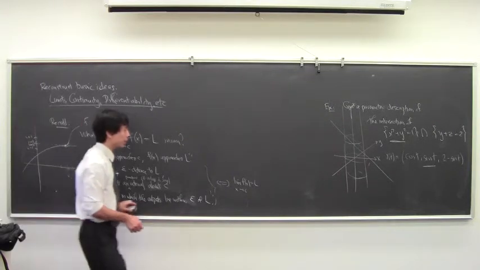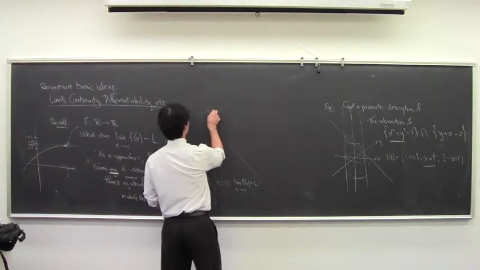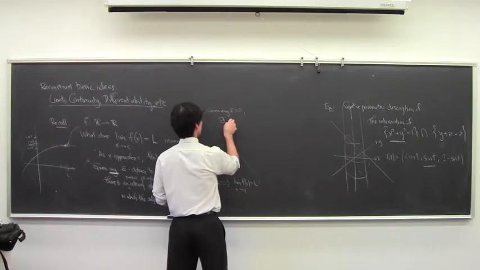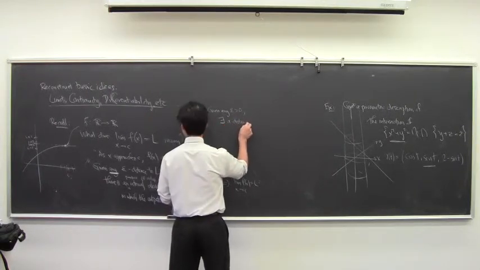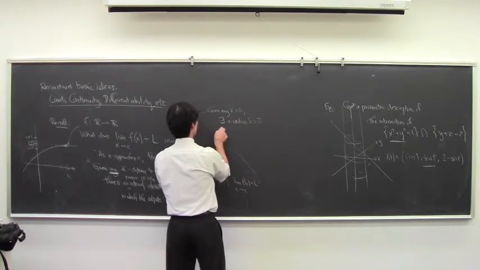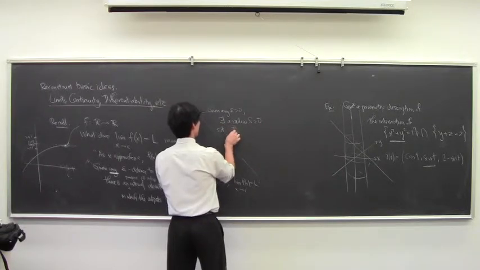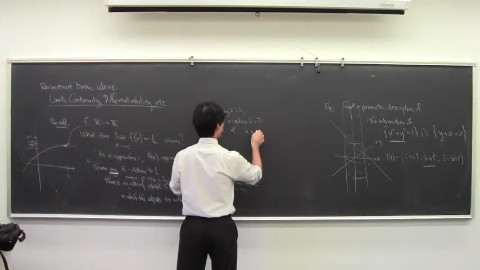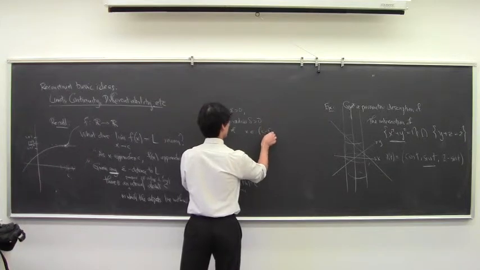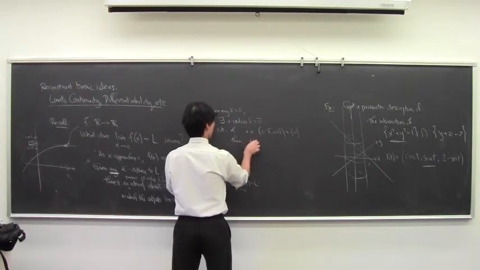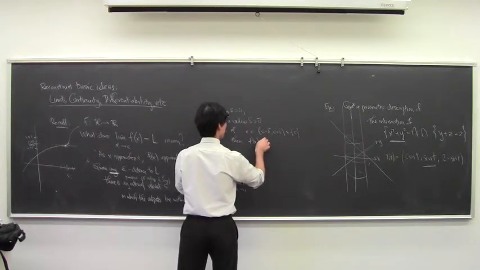And so this is written in mathematical language like this: given any epsilon greater than 0, there exists a distance, say a radius, delta greater than 0, such that if x is in (C minus delta, C plus delta), excluding C itself, then the distance of f of x to L is less than epsilon.